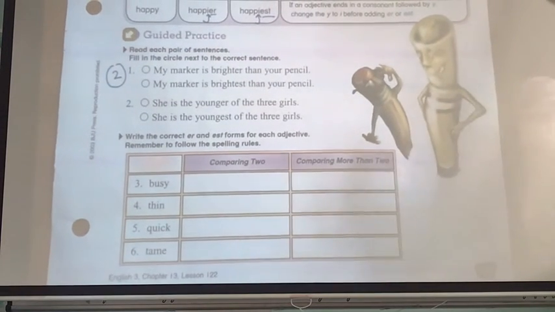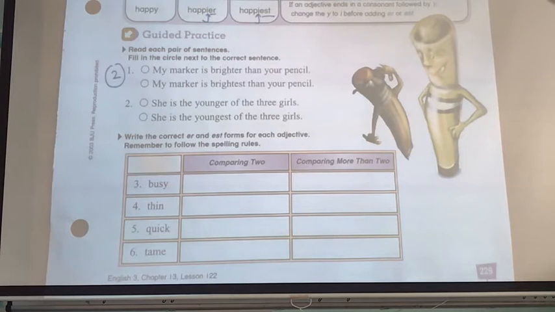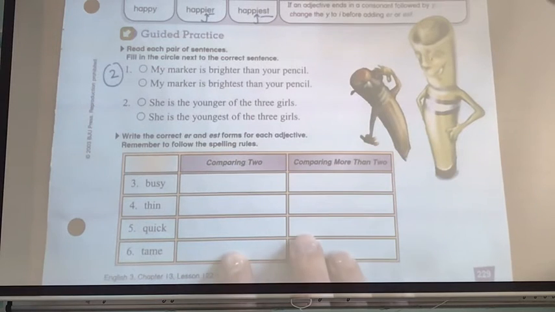This, like I said, if it's wrong, it's probably going to sound wrong. So it'll help you think about what you would normally say. My marker is brighter than your pencil. My marker is brightest than your pencil. We know it's two, so it would be the first one, it would be ER.